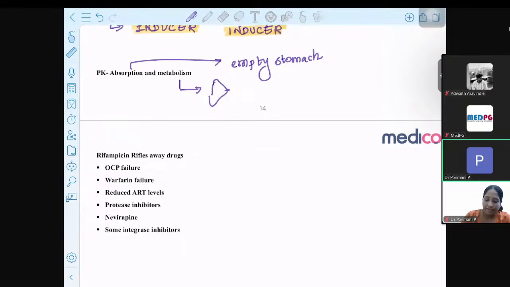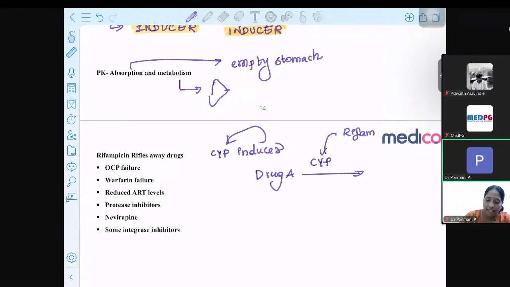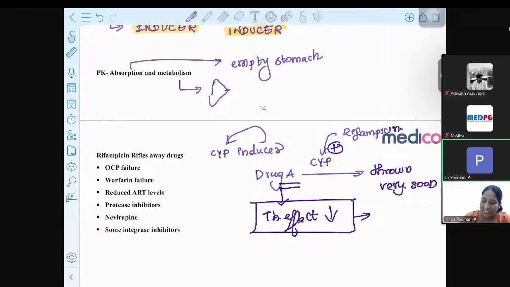Since rifampicin is a CYP inducer, what happens when you induce an enzyme? For example, there is a drug A, and this is metabolized by a cytochrome enzyme. The patient is also given rifampicin along with it. Now what happens? Rifampicin induces this enzyme fast, so drug A will be thrown out of the body very soon. The therapeutic effect of drug A will reduce, so it results in failure of the drug. In a similar way, rifampicin can cause failure of many drugs.